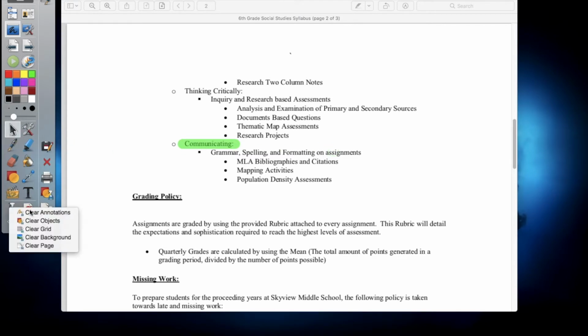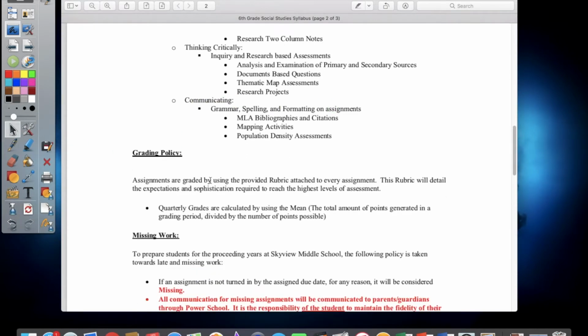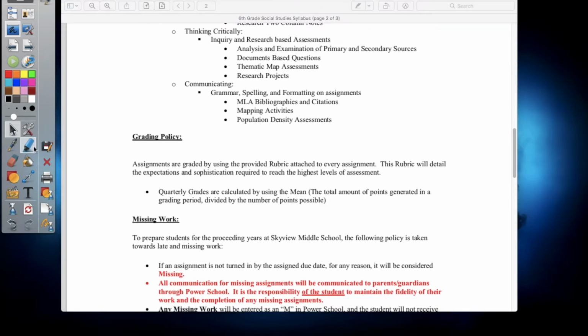Now, for my grading policy, I give you a rubric for every single assignment, and the rubrics will talk about exactly what I'm looking for in each of your assignments. So that way there's no mystery involved about how you are being graded. All of my assignments are worth 10 points, so a homework assignment or a warm-up is just as important as a test or a project, so keep that in mind, all right?